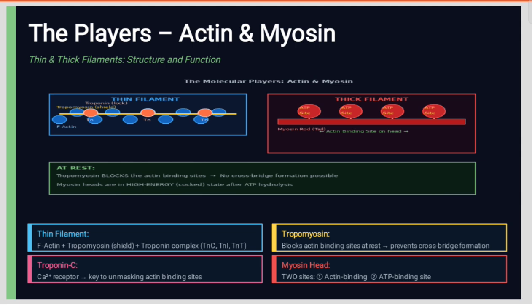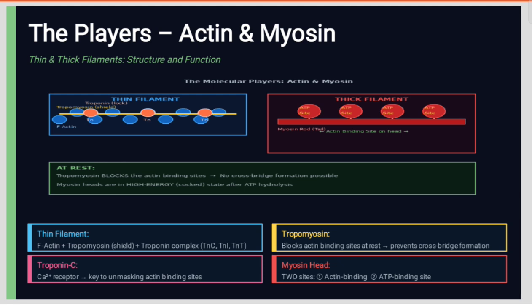The thick filament, which is myosin, is a large protein with a long tail and a globular head. The head is the business end. It has two critical sites: the actin binding site, where the myosin head physically grips the actin filament, and the ATP binding site, where ATP attaches and gets hydrolyzed to power the stroke.